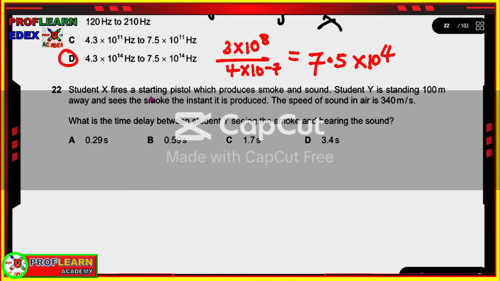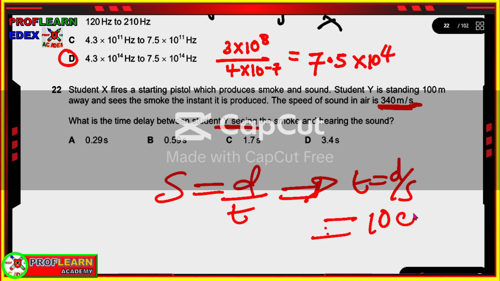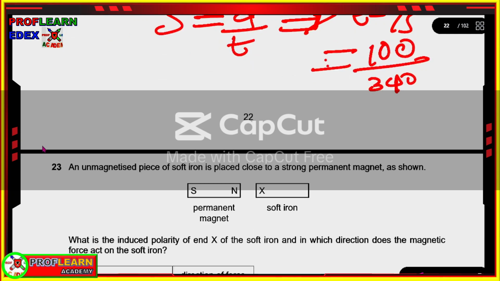Student X fires a starting pistol which produces smoke and sound. Student Y, standing 100 meters away, sees the smoke instantly produced. The speed of sound in air is approximately this. So what is the delay between seeing the smoke and hearing the sound? So we are going to say speed is equal to distance over time, and that implies time is distance over speed, which is going to be 100 divided by 340, which is going to be 0.29 seconds.